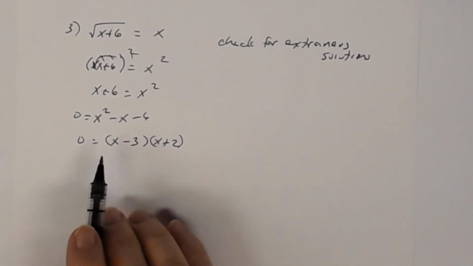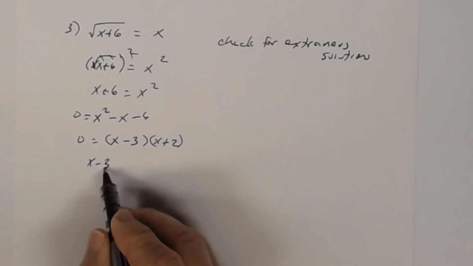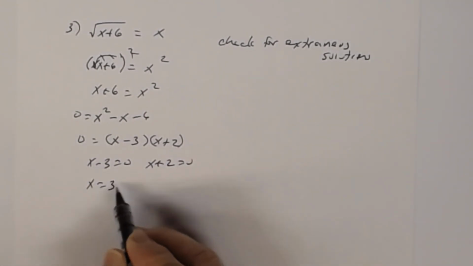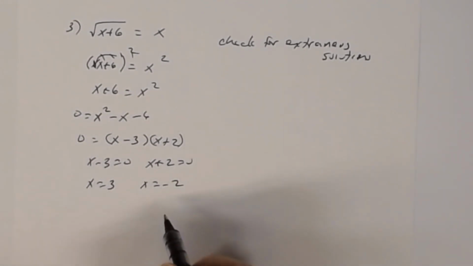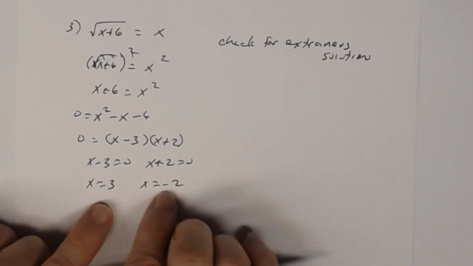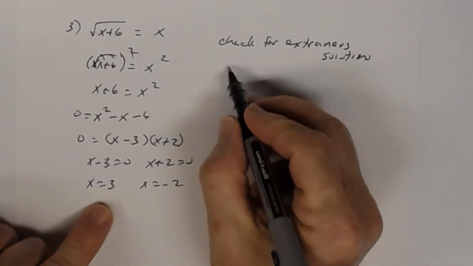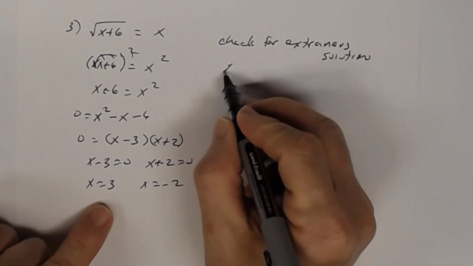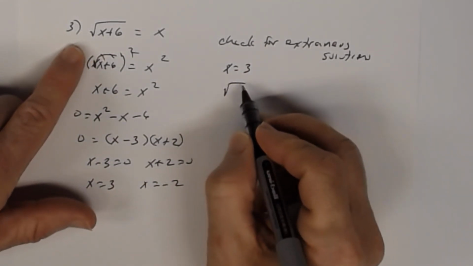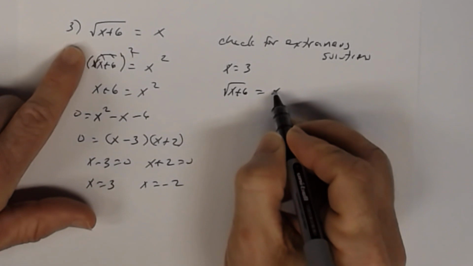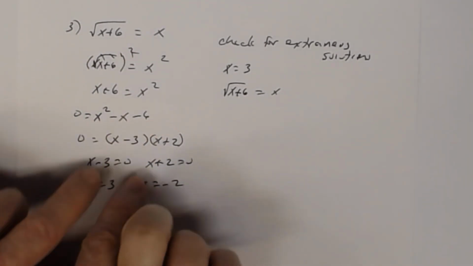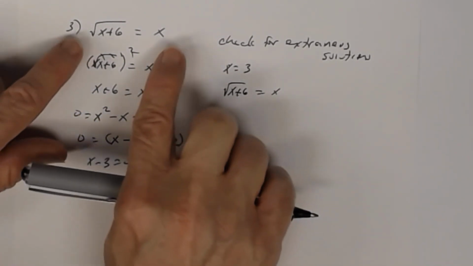Setting each of these equal to 0, using the zero factor property, I get x to be 3 and x to be negative 2. All right, so those are my proposed solutions. They may both work, they may not, so I need to check. Go back to the original, always go back to the original. Let's check x equals 3 first. We know that these two are solutions to the quadratic. Now the question is, are those proposed solutions solutions to the original?